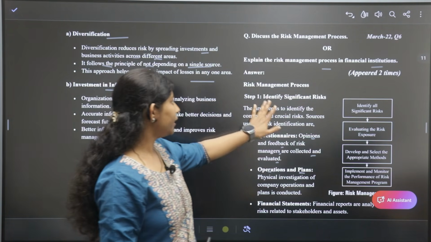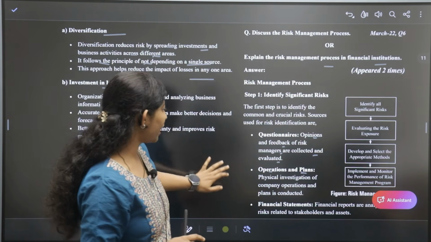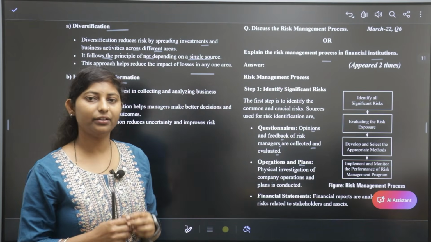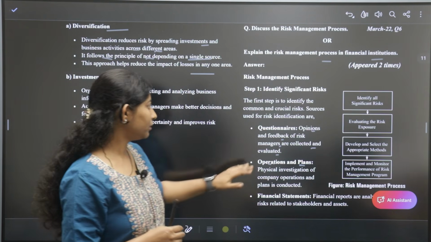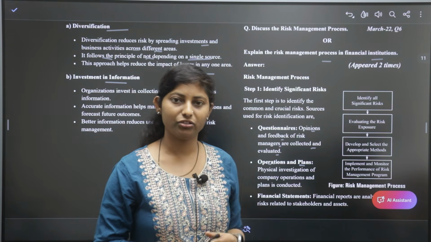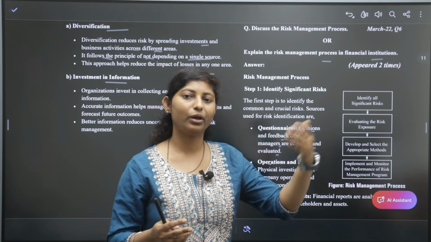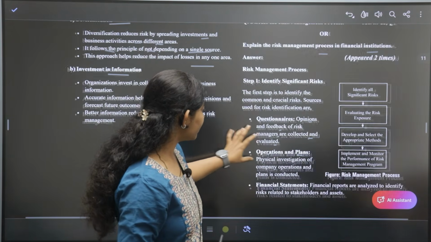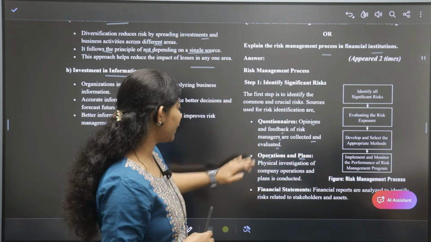So the first step is identifying significant risk. Here we need to just identify the things. In this we have different methods. The first one is the cautionary method. How do we identify the risk? We use the cautionary method, which is nothing but asking different types of questions to our managers, so that we can get their responses and feedback, which is going to help eliminate the risk. So here the opinions and feedback of risk managers are collected and evaluated.